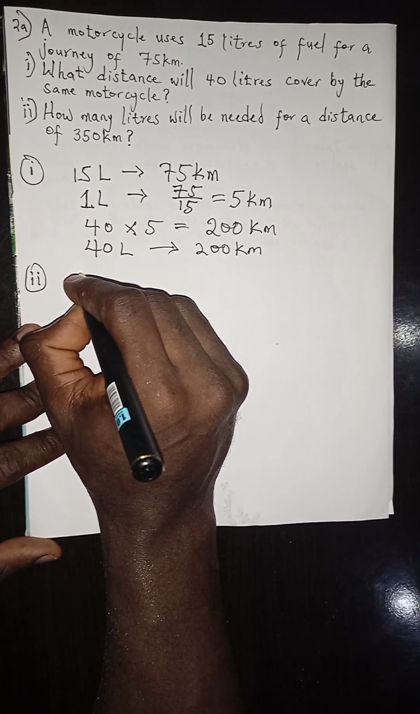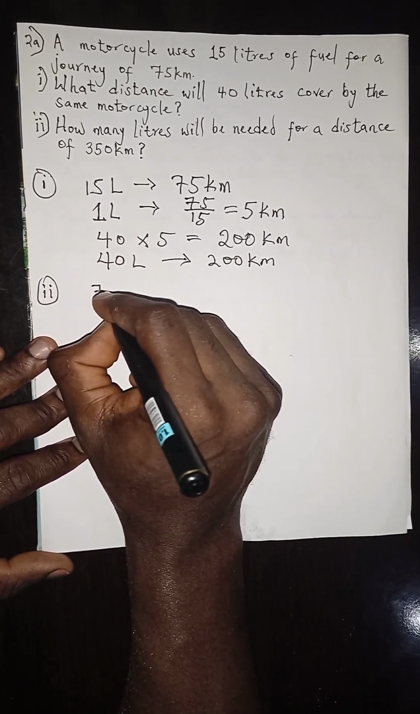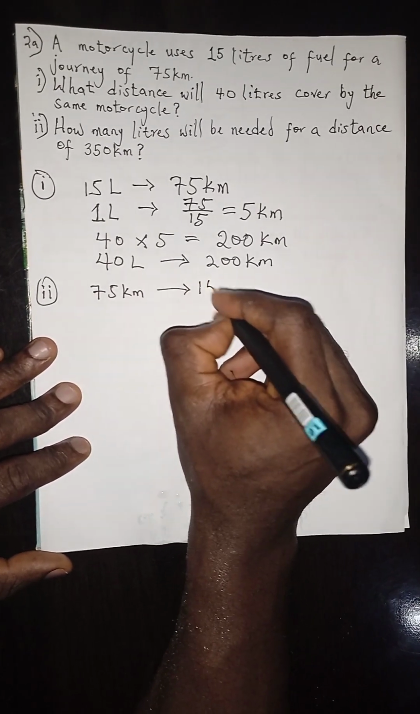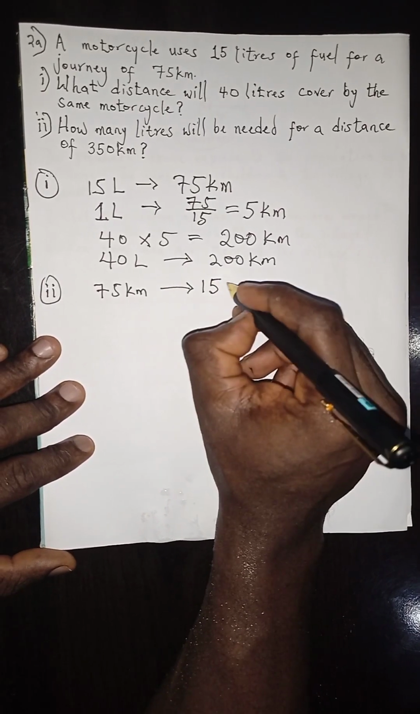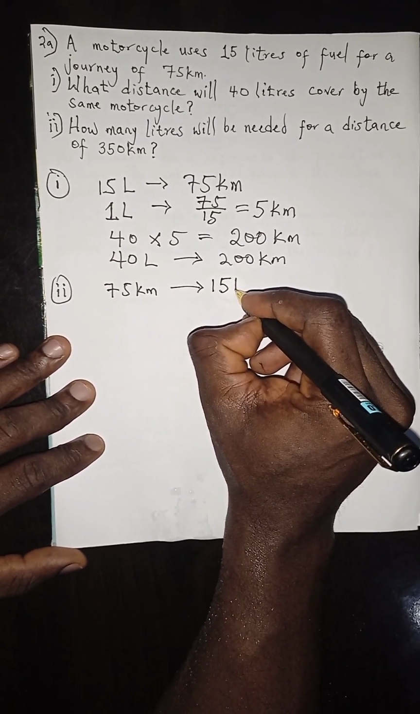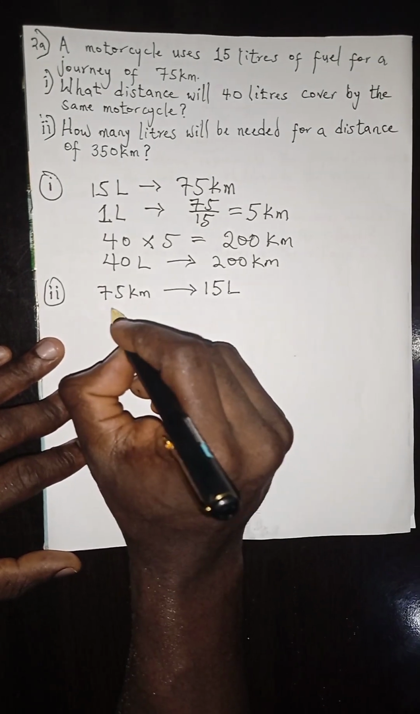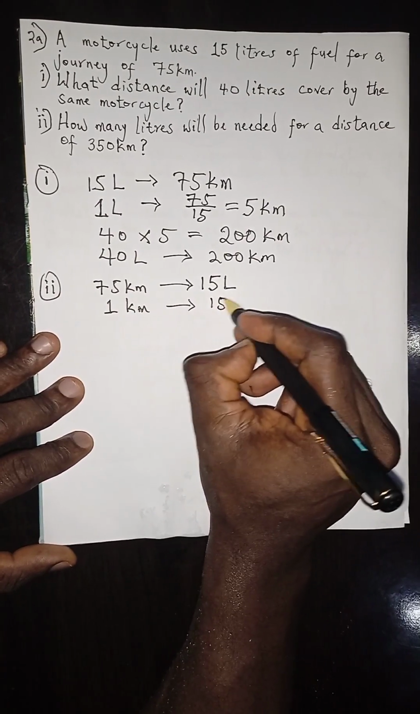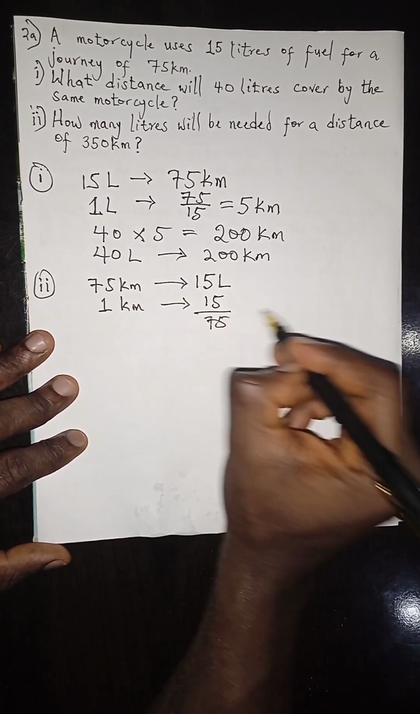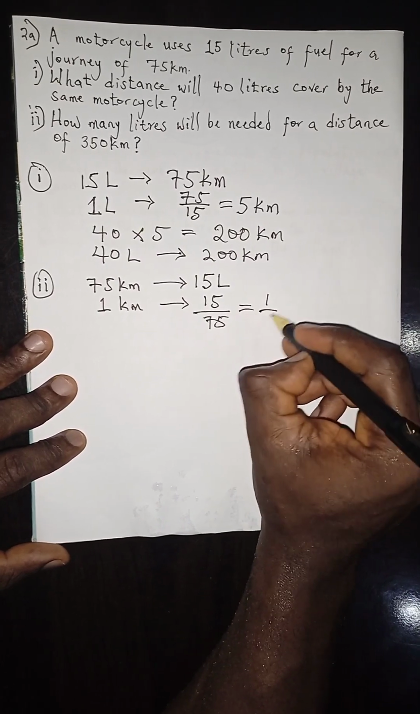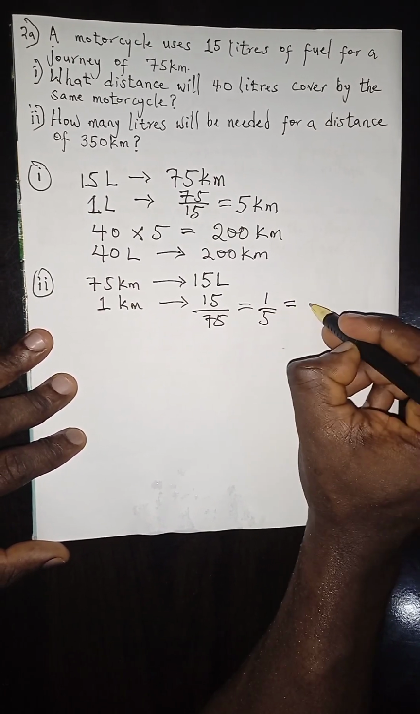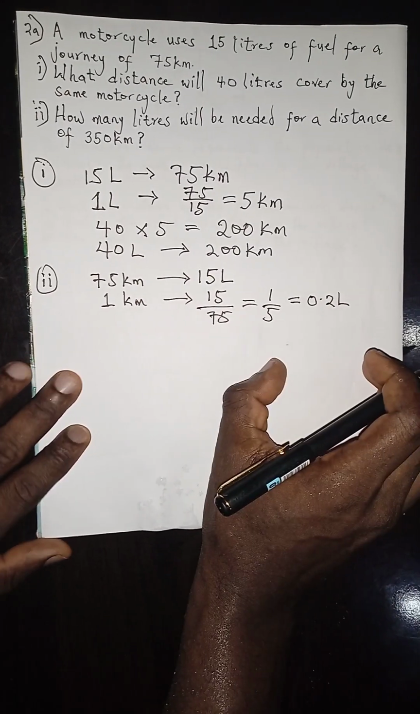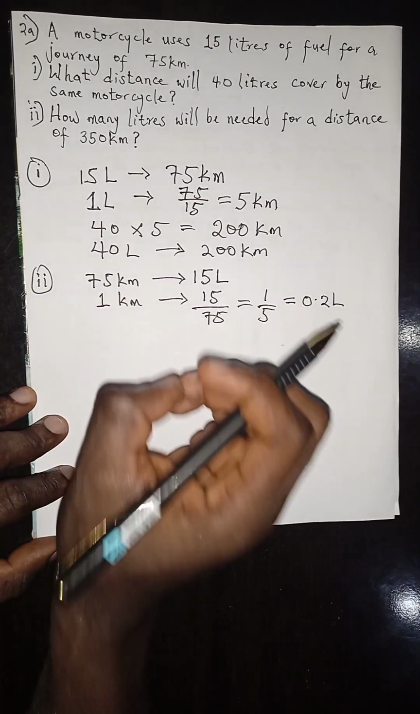So what I would need to do is simply say if 75 kilometers uses fuel of 15 liters, then 1 kilometer is going to use 15 over 75, which is 1 over 5, and which is also given as 0.2 liters. So 0.2 liters of fuel is going to cover a distance of 1 kilometer.